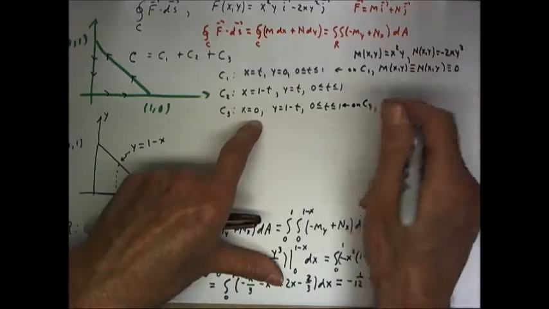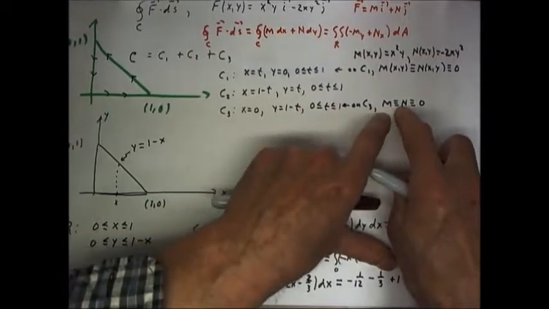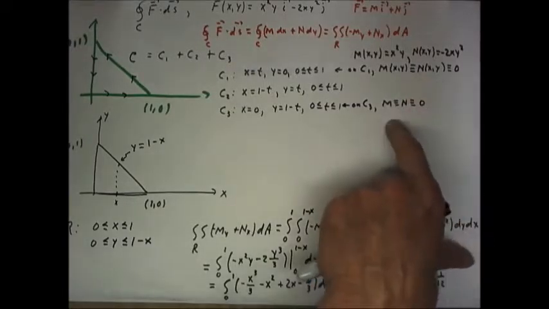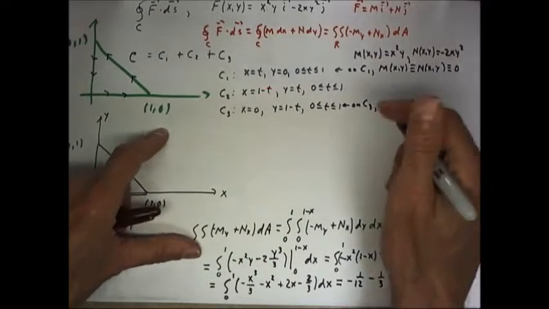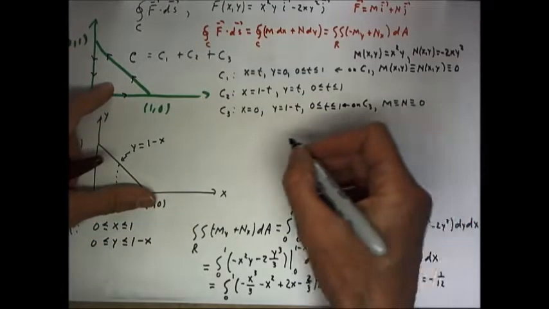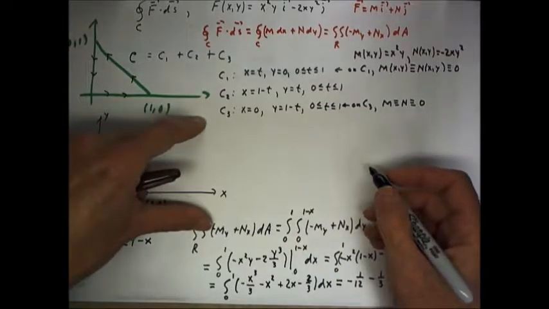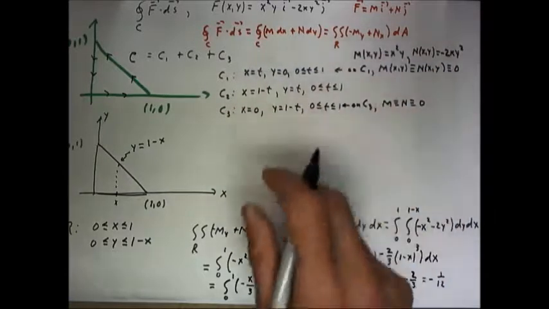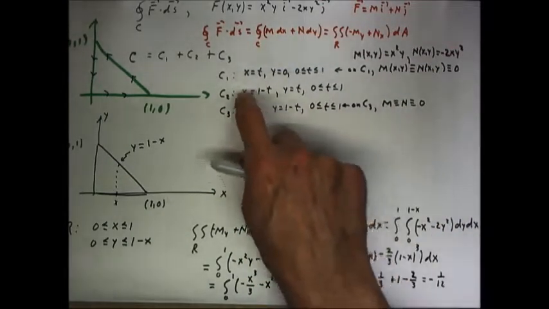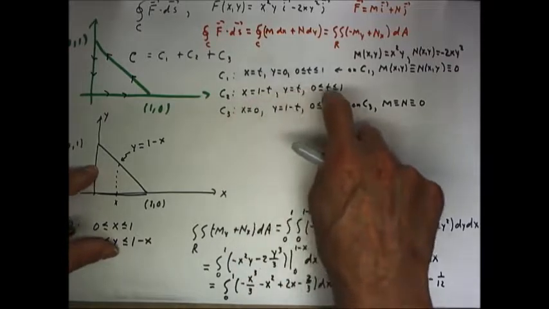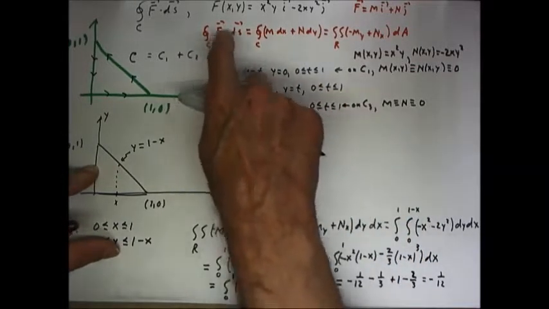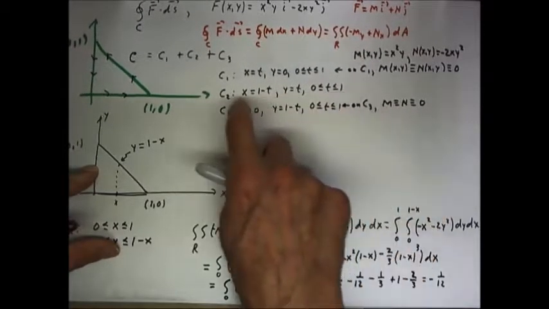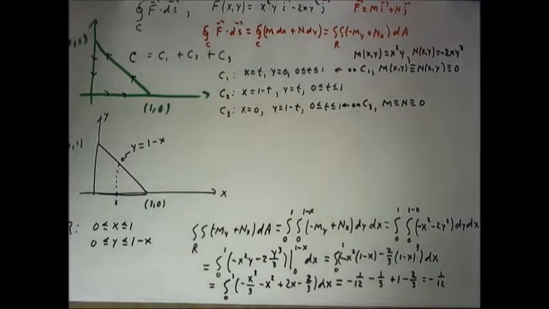I'm going to neglect the xy notation here, just indicate that everything is 0. So the integral over C1 and the integral over C3 are both 0. Now that's not the case on C2. So we have to look at the integral for this parameterization. We have to look at the integral of m dx plus n dy for the parameterization on C2.